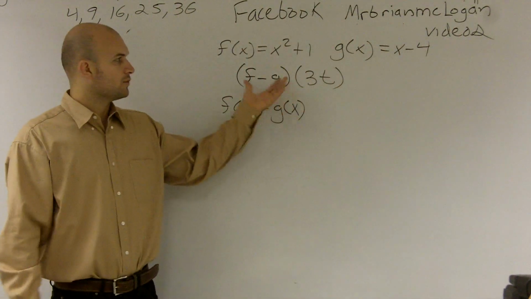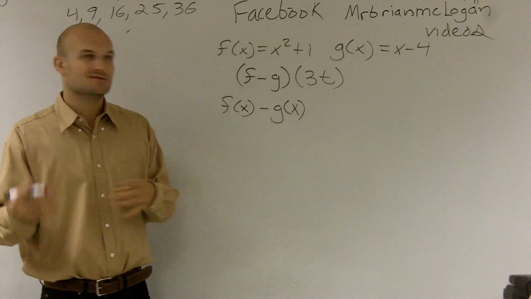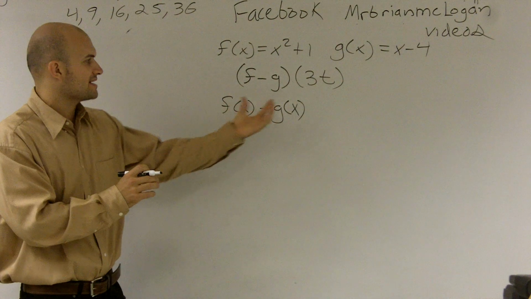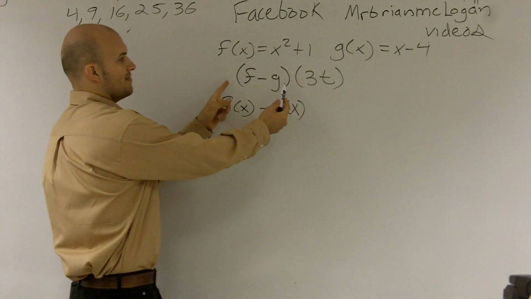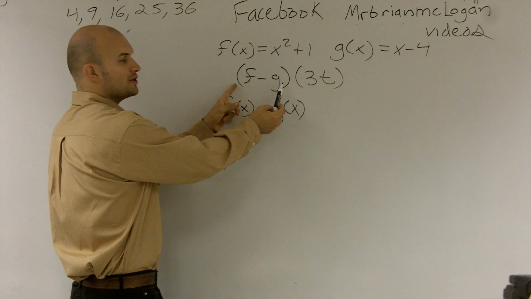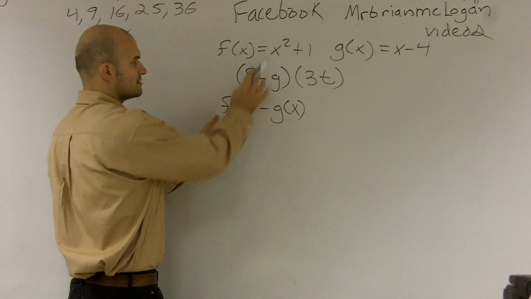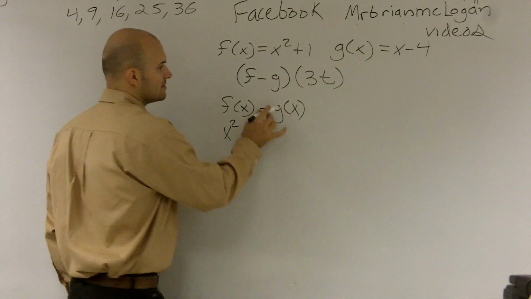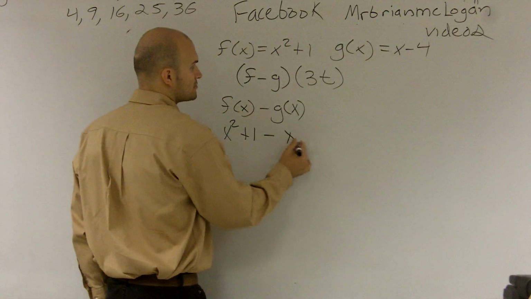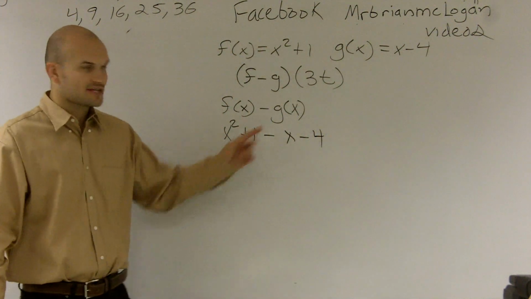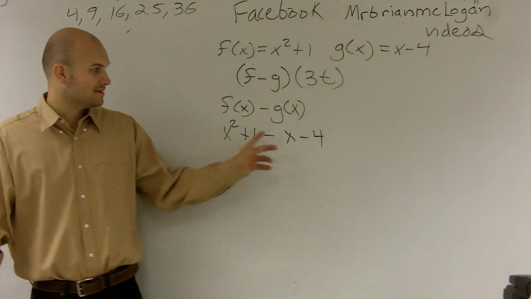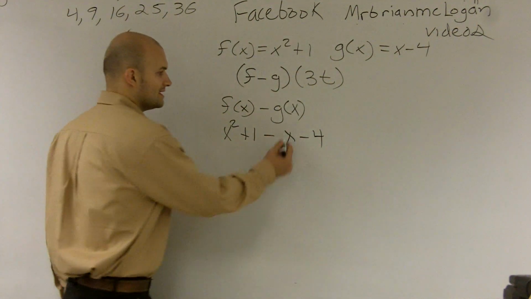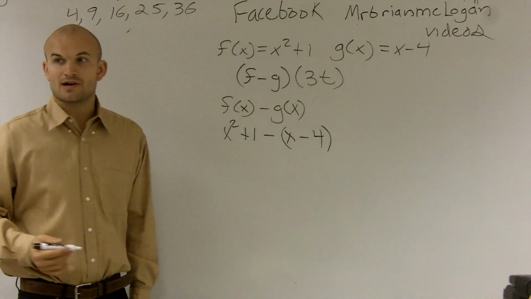So, first thing we do when we're doing this, we want to figure out what the operation is first. You can evaluate it for 3t and then do that, but I like to first figure out what f of x minus g of x is, and then evaluate it. So first thing I'm going to do is f of x minus g of x. So f of x is x squared plus 1, and then minus, please make sure we're careful with our subtraction. If we just say minus x minus 4, we quickly forget that it's subtraction of x minus 4, not subtraction of x. So please put parentheses around there.